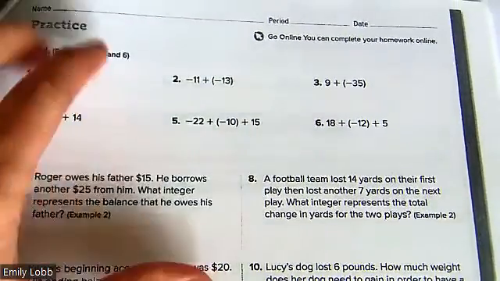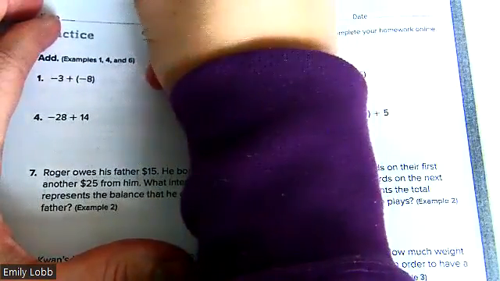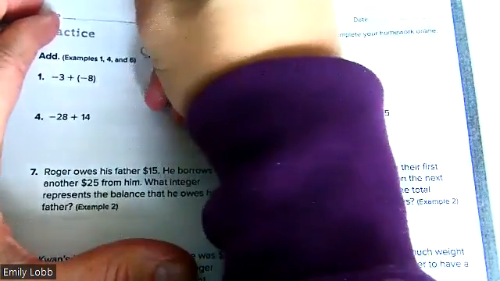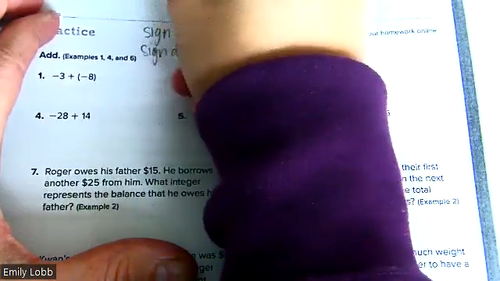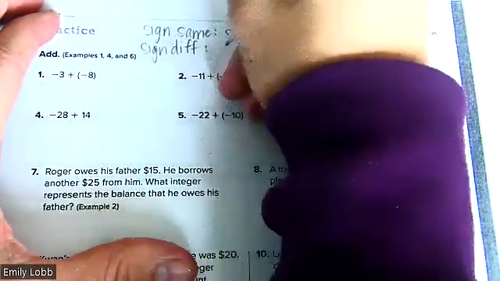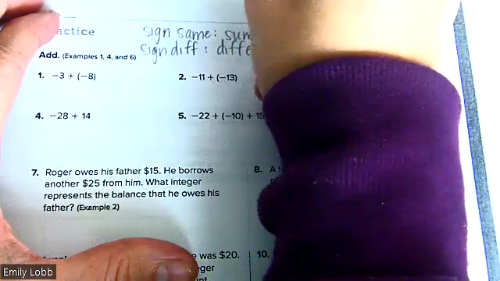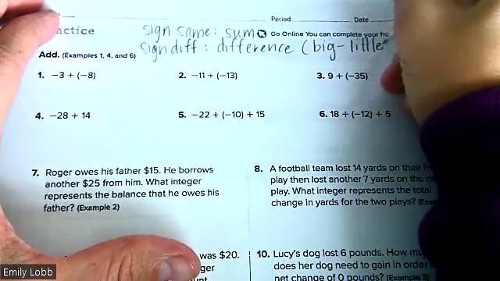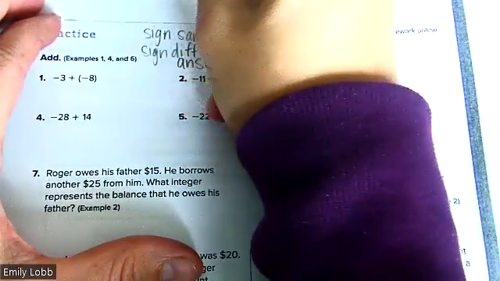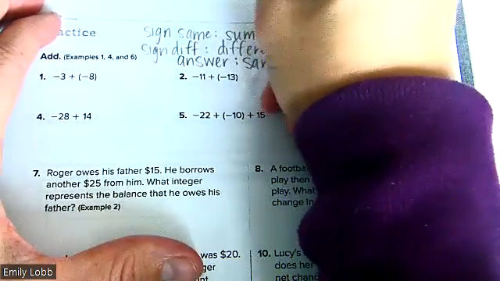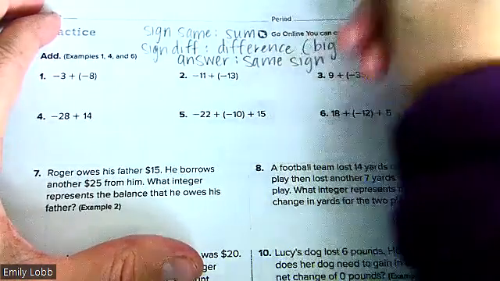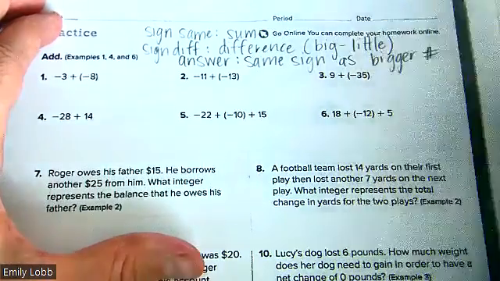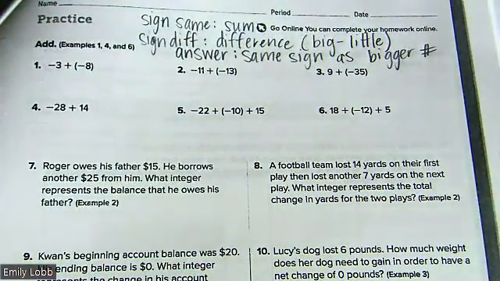So when our signs are the same, we find the sum. When our signs are different, we find the difference. And we always take big minus little. And remember, our answer has the same sign as our bigger number, that hashtag is standing for number. Same sign as our bigger number.